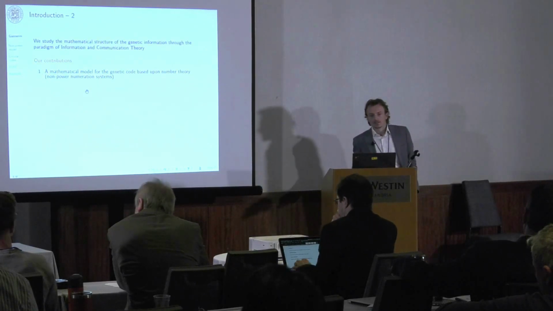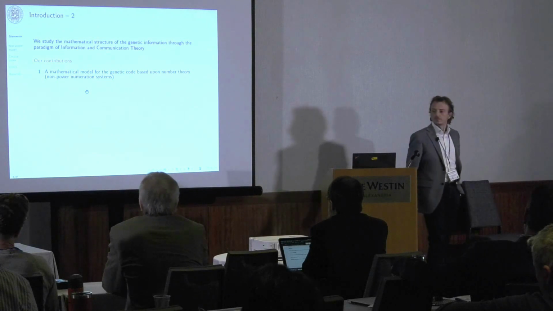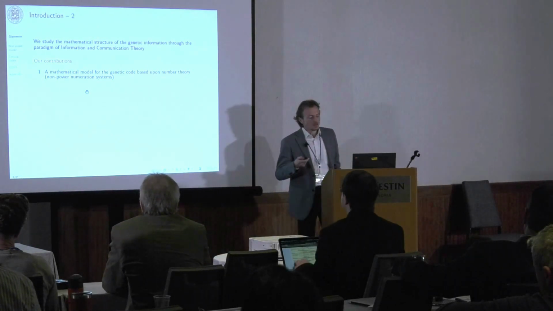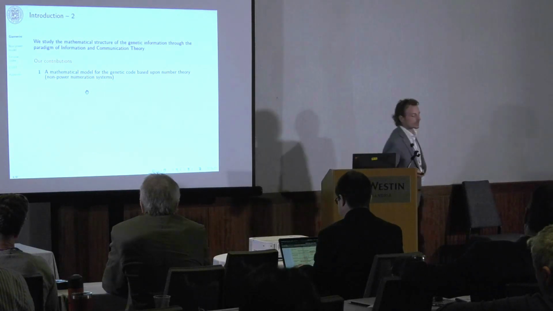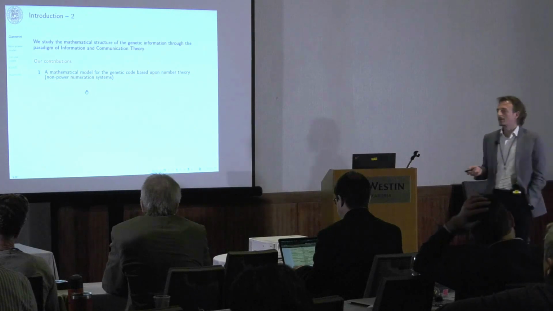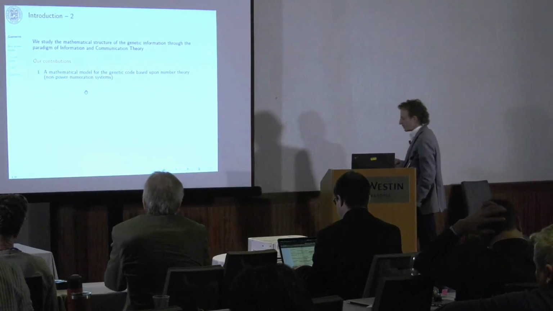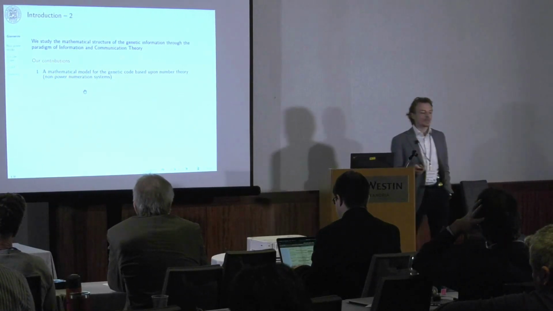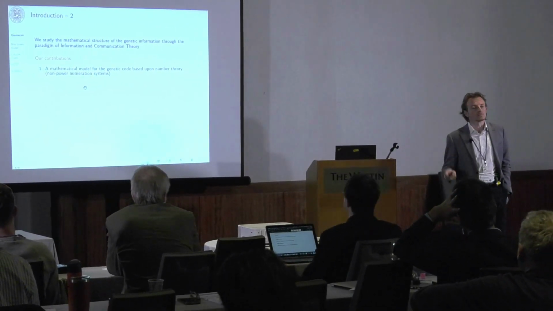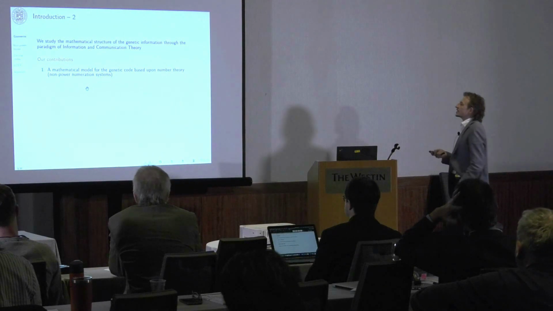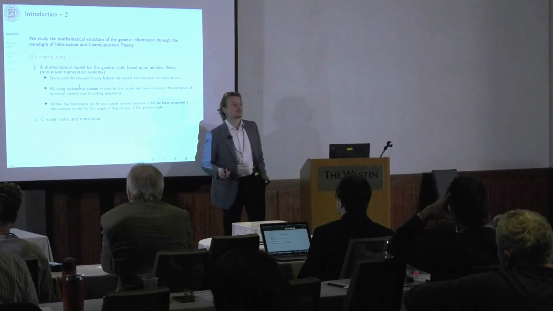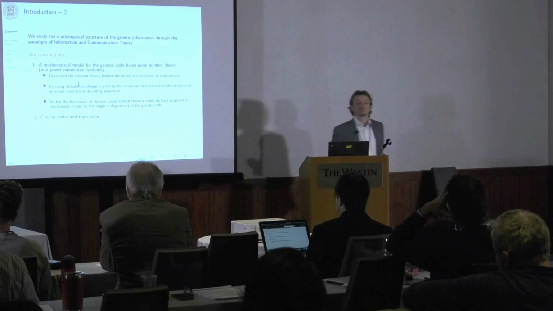Basically, we study the mathematical structure of the genetic information through the paradigm of information and communication theory. We have two interconnected projects. The first one concerns a mathematical model for the genetic code based upon number theory. I will try to skip the mathematical details and focus on the practical and biological implications. The second one, which I'm skipping, is about circular codes and translation.